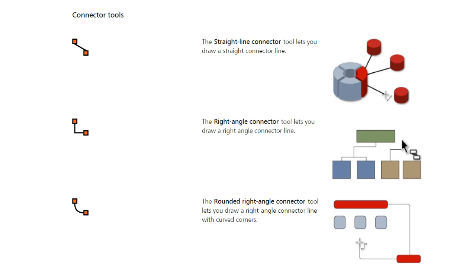Connector tools. The straight line connector tool lets you draw a straight connector line. The right angle connector tool lets you draw a right angle connector line. The rounded right angle connector tool lets you draw a right angle connector line with curved corners.